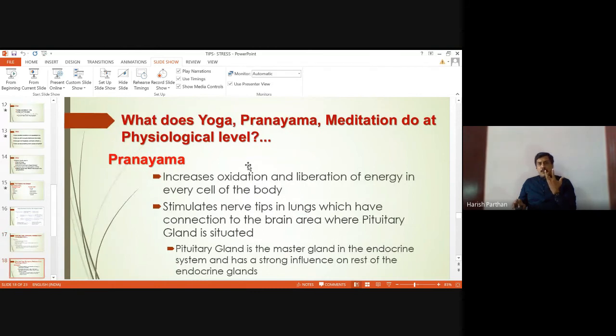Pranayama is a technique where you work on your breathing patterns. You make your breathing pattern very alive. Why? You are physically sitting here, your mind is moving here and there, constantly thinking of something else. So how do you align your body and your mind? The only tool is your breath, right?